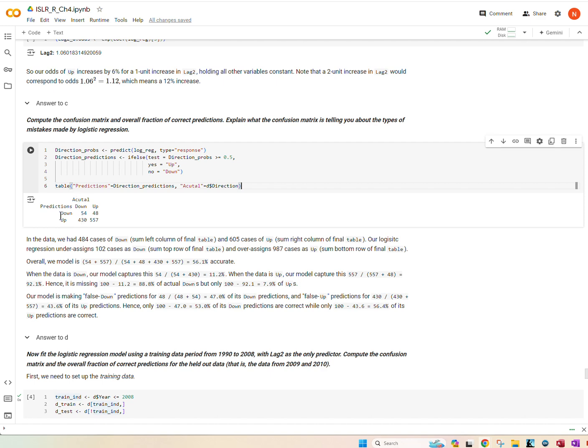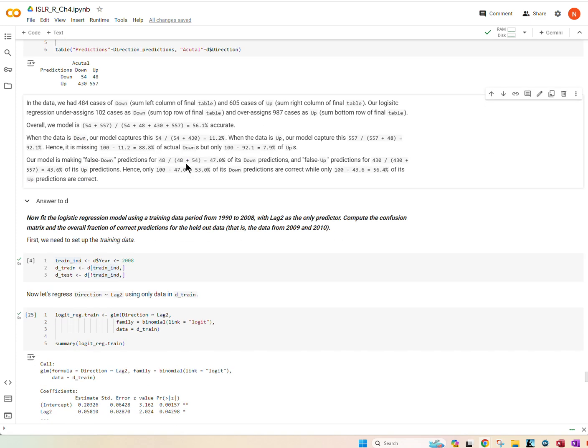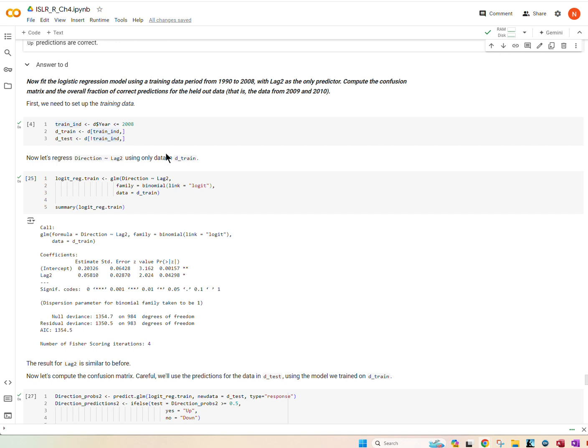The way I want to read this: when the model predicts down, it is actually down 54 times out of 430 plus 54. Similarly, when the model predicts up, the market actually goes up 557 times out of the 557 plus 48 times the market actually went up. On the other hand, when I predict up 430 times, I am wrong. So I predict up 557 plus 430 times, and I'm only correct 557 of those times. You can look at all the permutations, and I've spelled those out down here. All right, so now we get into the more interesting part.